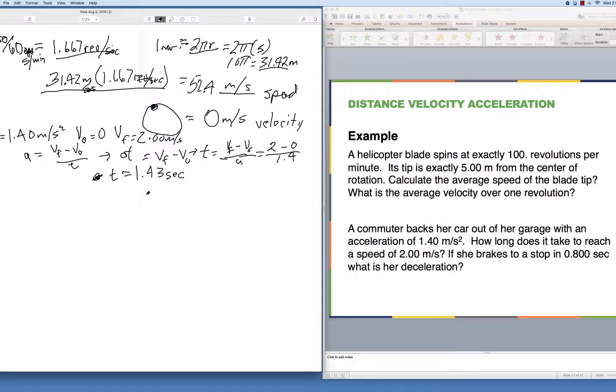If she brakes to a stop in 0.8 seconds, what's her deceleration? Okay, so A is equal to VF minus V0 over T. In this case, she brakes to a stop, so VF is 0 minus 2, because she got up to 2 meters per second, and divided by 0.8. And do the math here, and you get minus 2.5 meters per second squared.